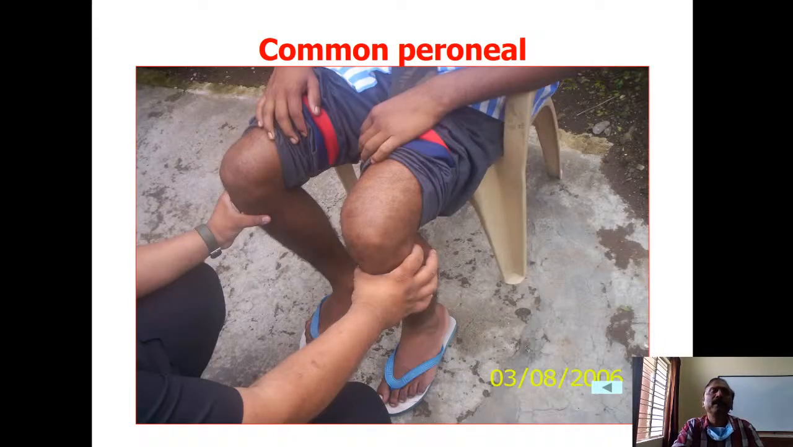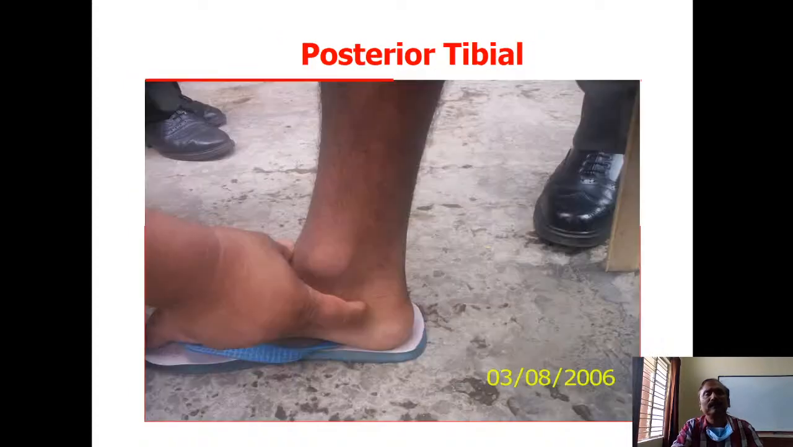The common peroneal nerve, as I said, you can feel it over the head of the fibula. Common peroneal nerve. The posterior tibial nerve lies between the medial malleolus and the calcaneum, and you will be feeling it over there. The posterior tibial nerve.